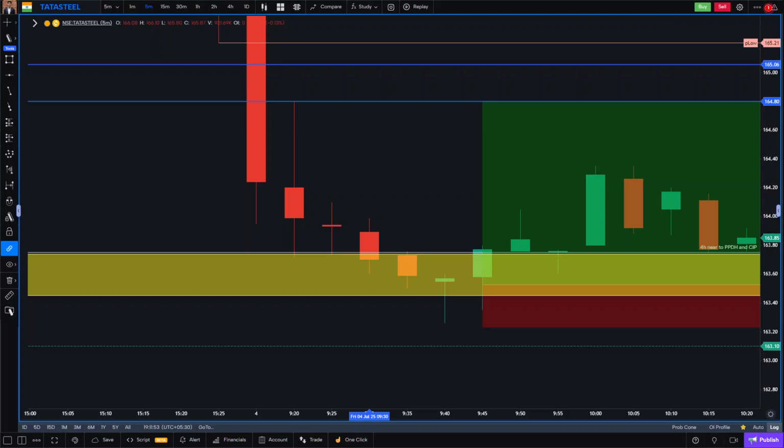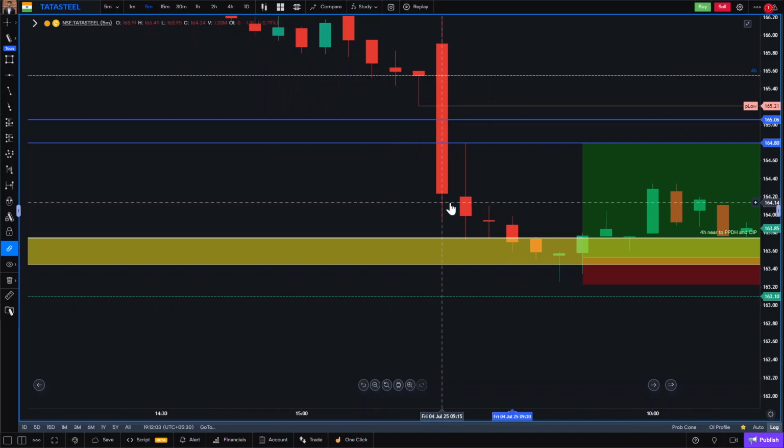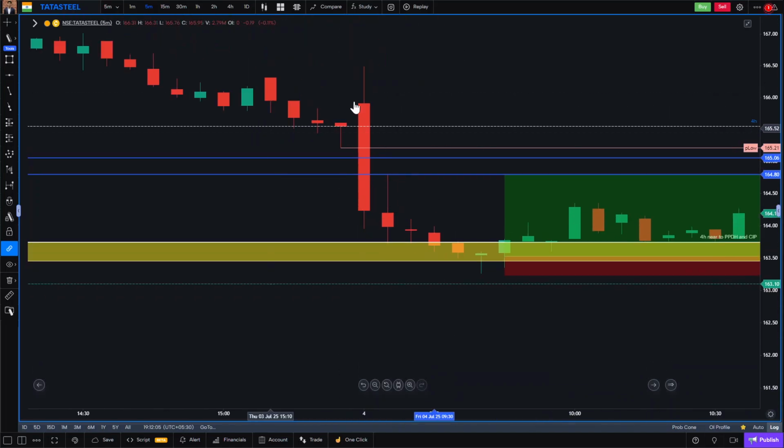Okay, so here's my first trade recap for the YouTube channel. Let me just tell you the trade idea and how this trade went. The price opened, this is our first 9:15 candle, this is our first 5 minute candle.